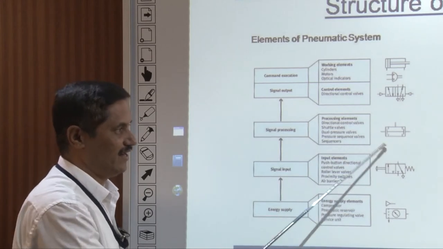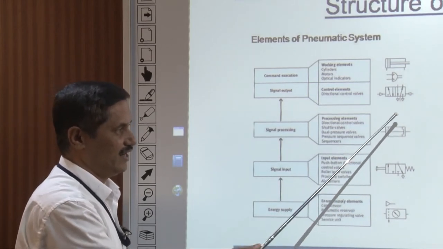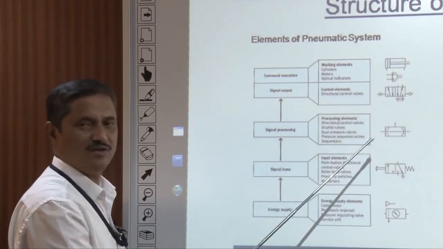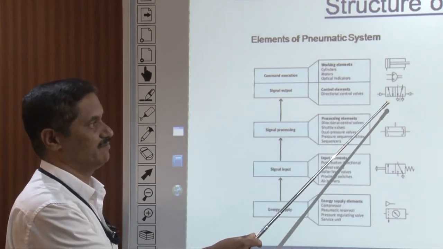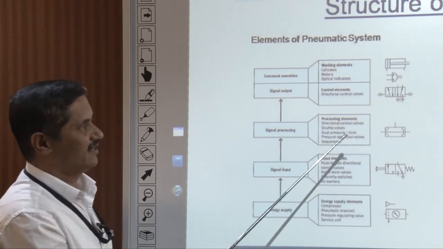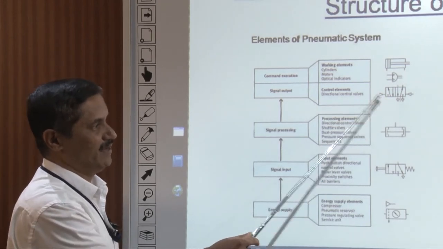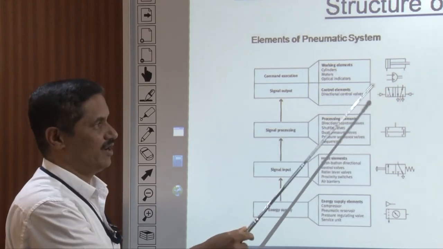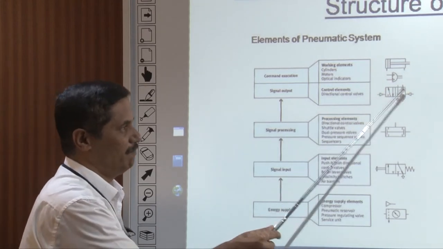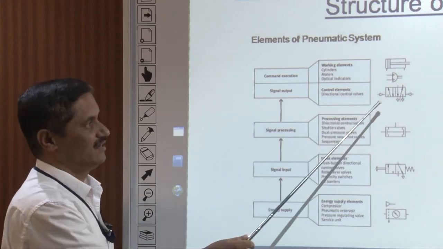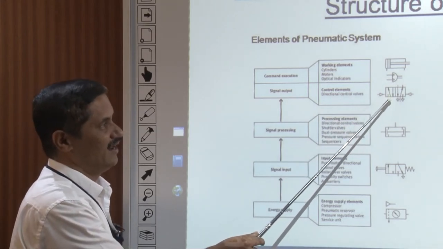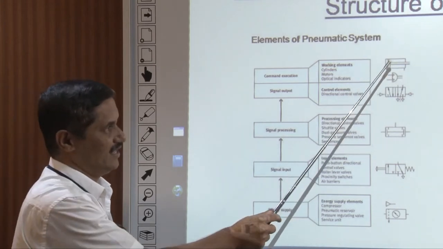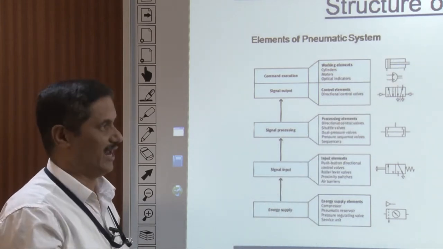So, that is the advantage of this stage. We are adding the logical elements in this level to improve our automation concept. And in the next stage, final control elements are placed. Final control means here we use 5 by 2 or 5 by 3 operated solenoid valves, and from there finally we connect to actuators, whether it is a linear actuator or a rotary actuator.